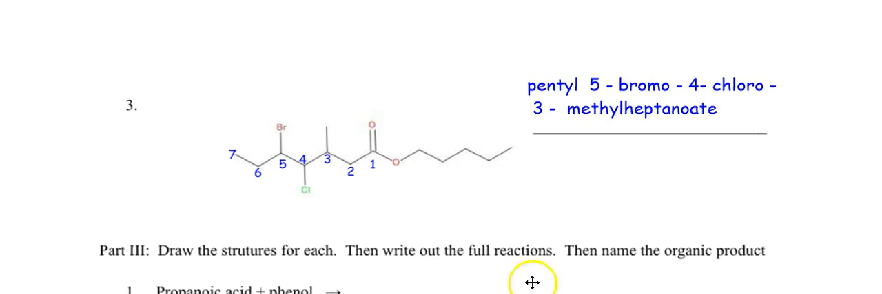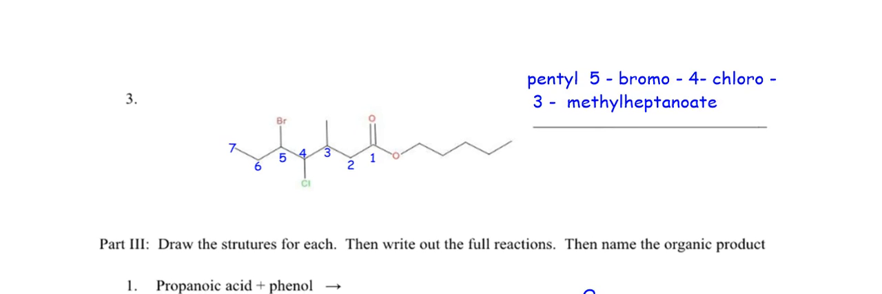So I have a pentyl 5-bromo-4-chloro-3-methylheptanoate. All right, for the next one, you have to draw the structures, then write out the full reactions, and then name the organic product. Okay. So again, if you can make water, you will. So let's see how this works.